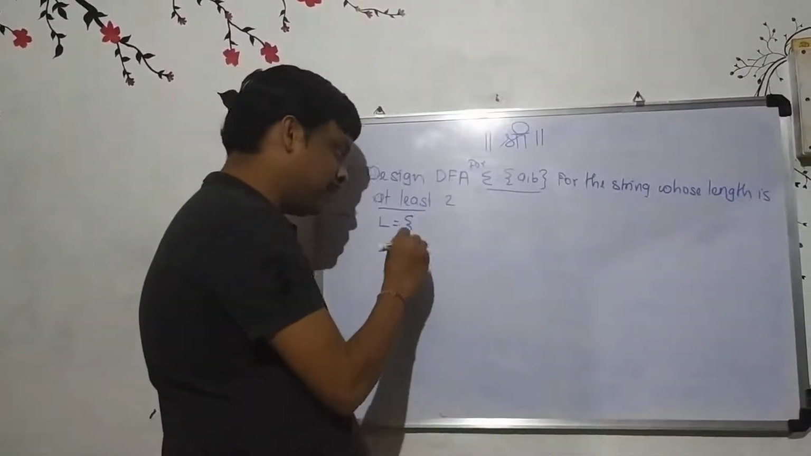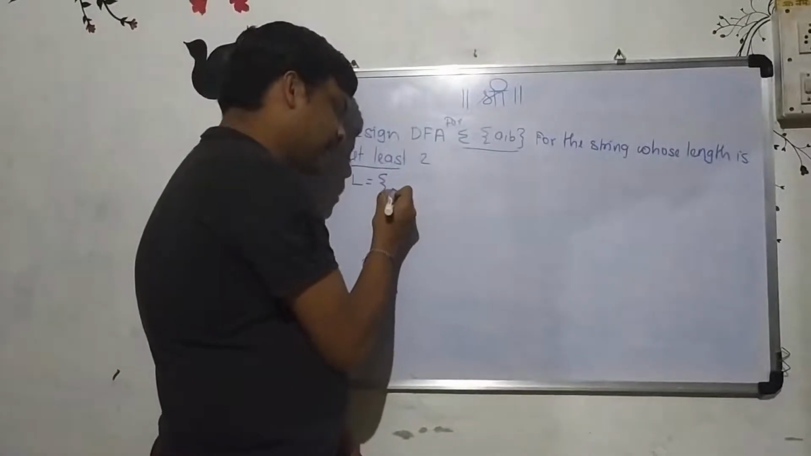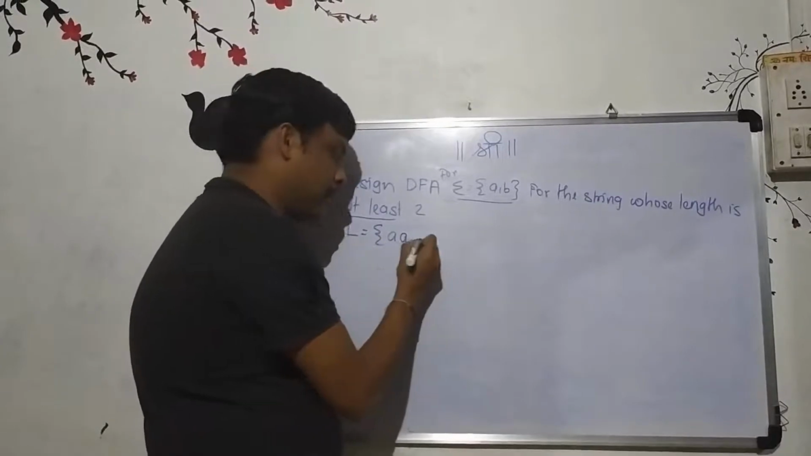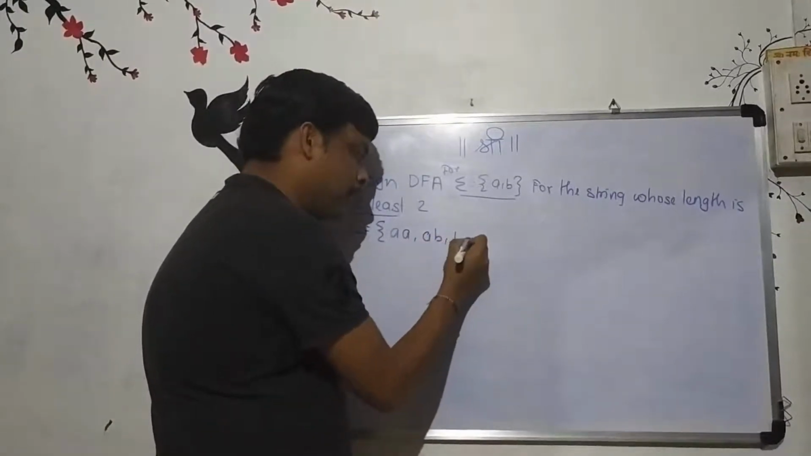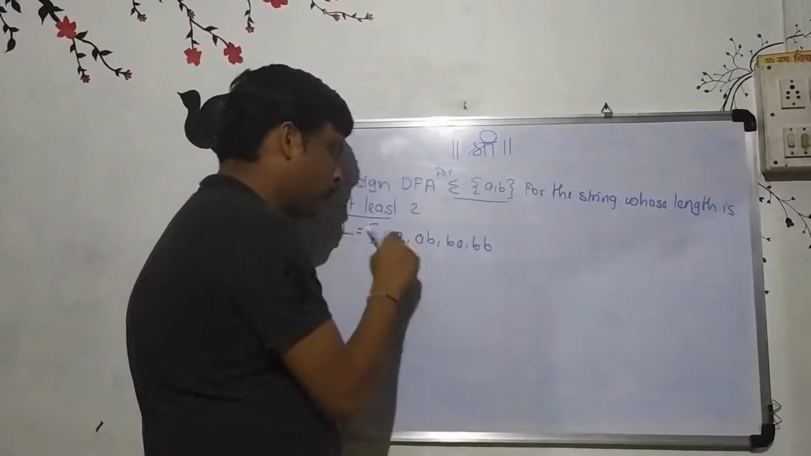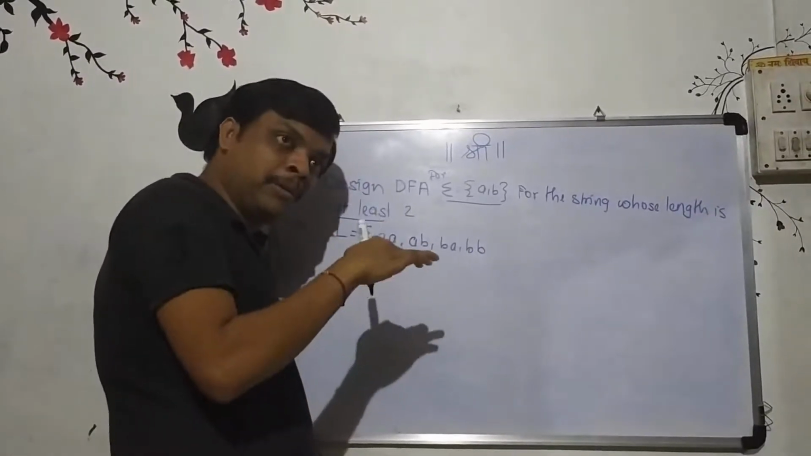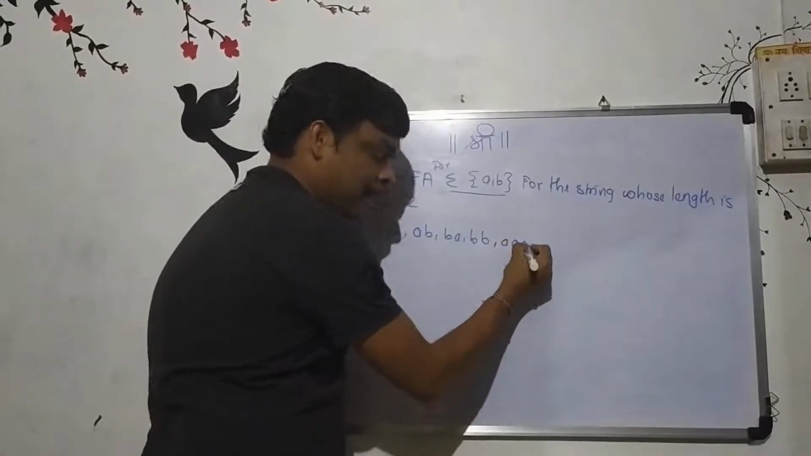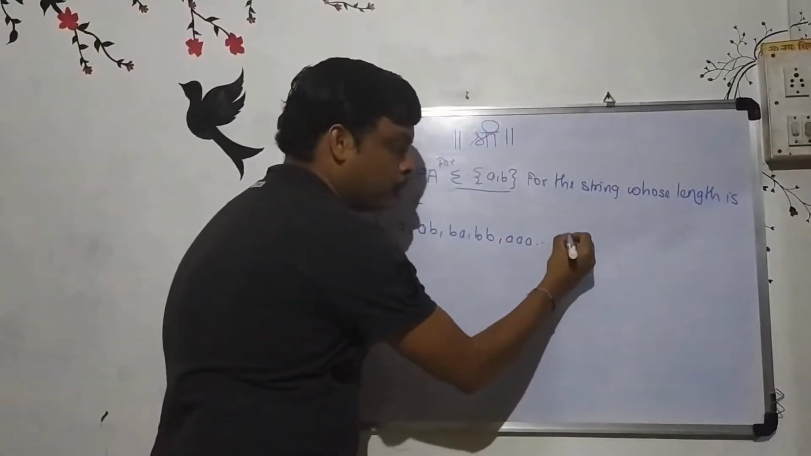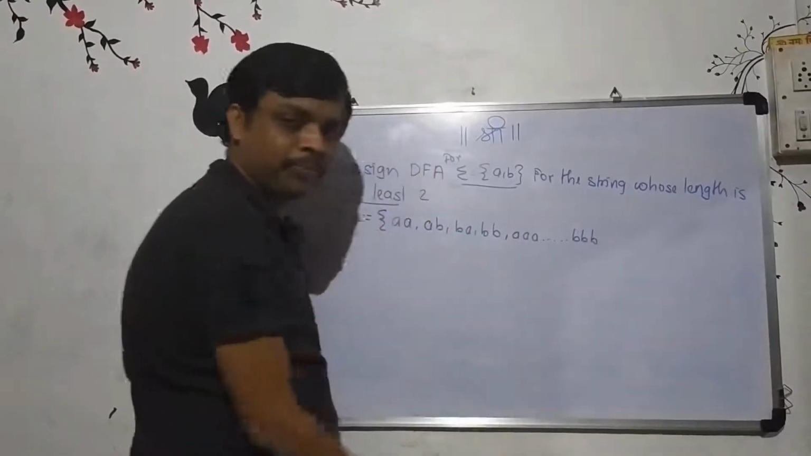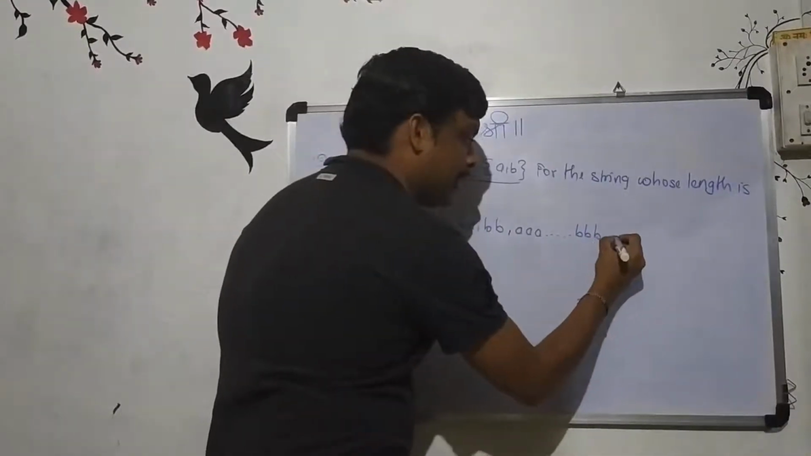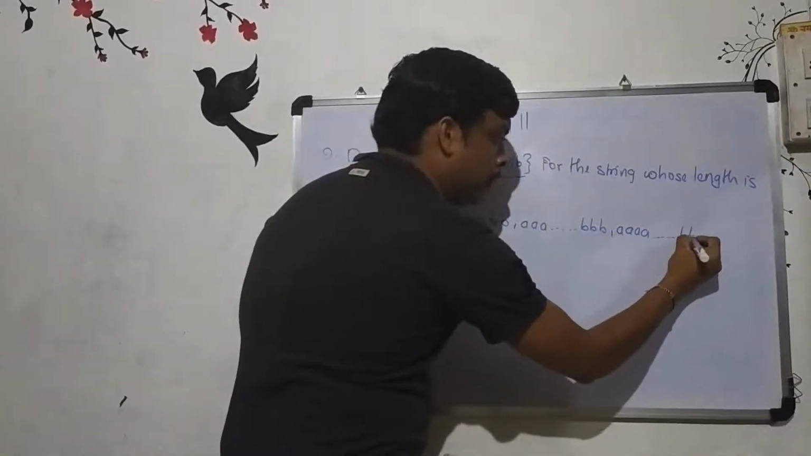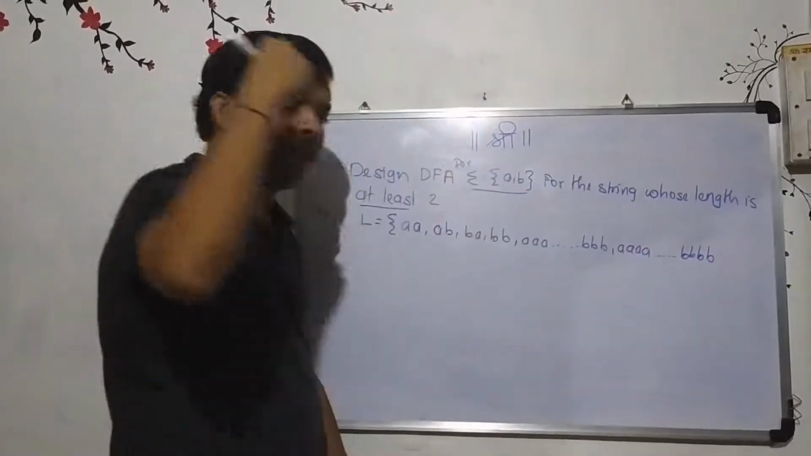So minimum 2 means what strings can we add in this? AA, then AB, BA, BB. At least means minimum 2, maximum it can be anything. So next we can add AAA, up to BBB. Next we can add AAAA, up to BBBB. So maximum it can be anything.